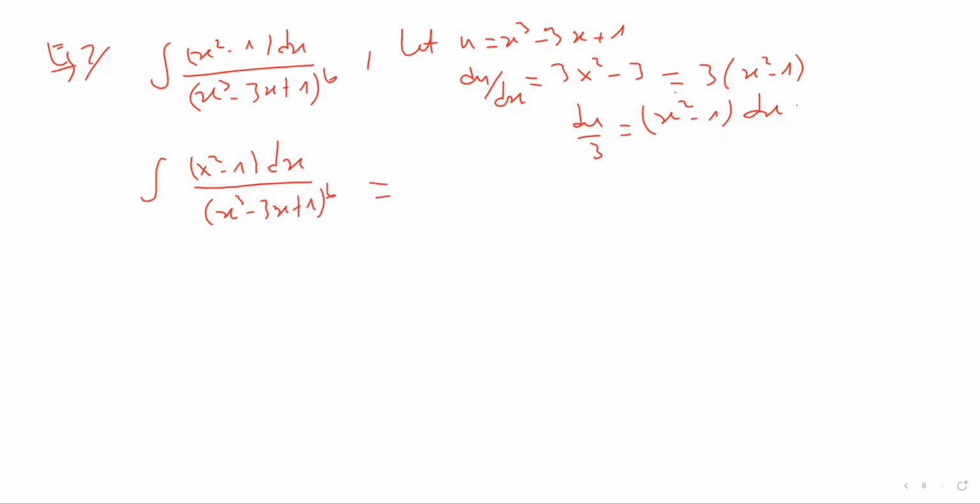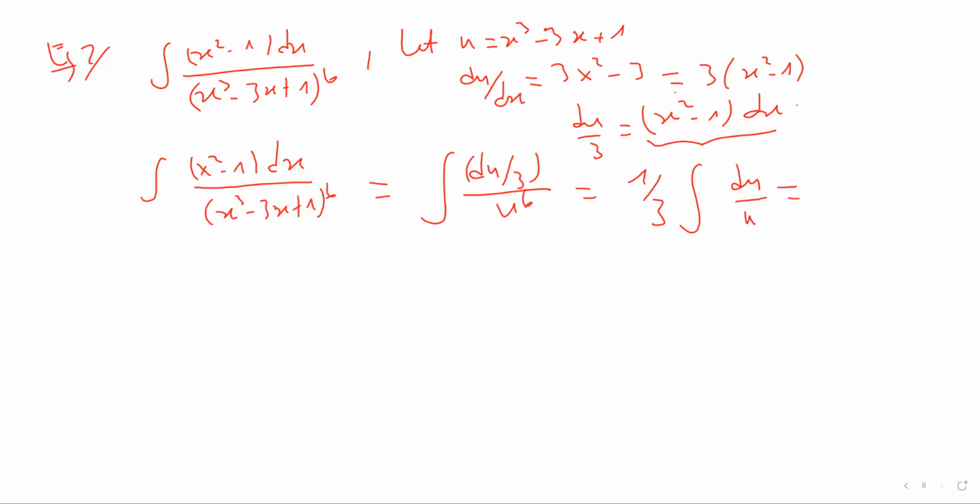So now we can write the integration in terms of u. The numerator, x squared minus 1 dx, is the same as du over 3. And then the denominator was equal to u to the power 6. So this is nothing but 1 over 3 times the integral of du over u to the 6, and this is nothing else.